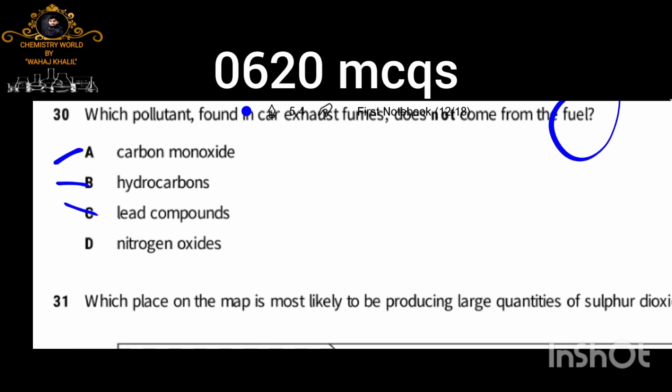Nitrogen oxides come from the air. So it is the right option. It is not present in a fuel. So option D is the correct one.